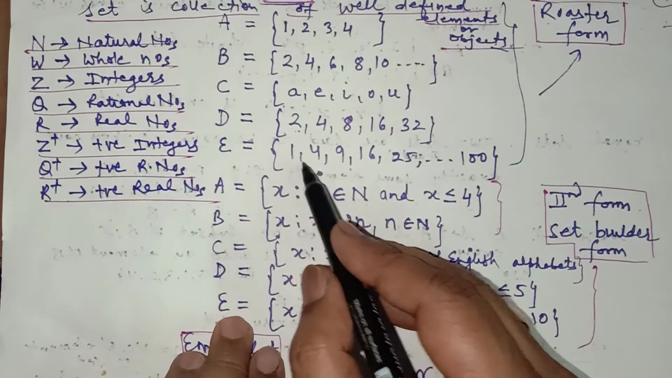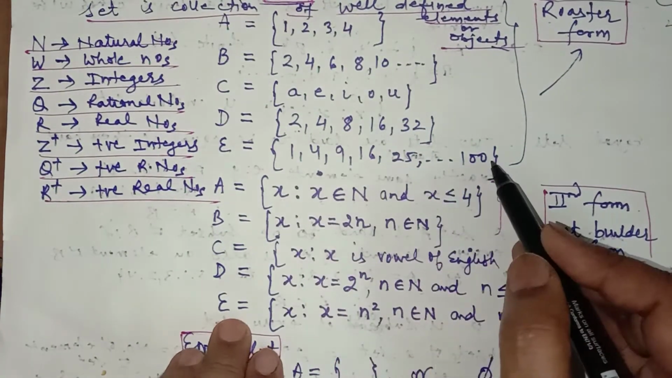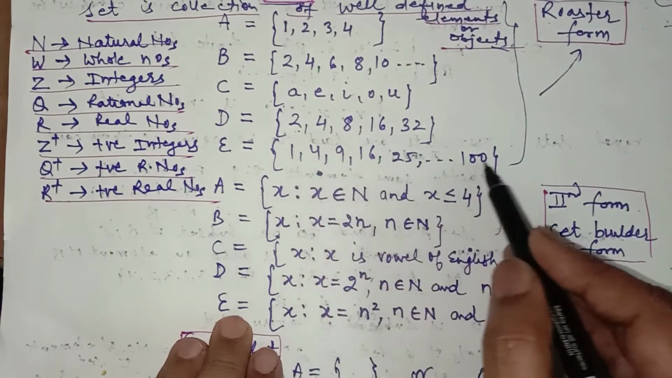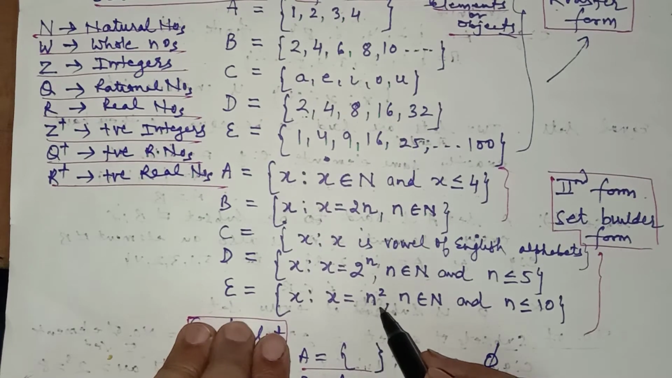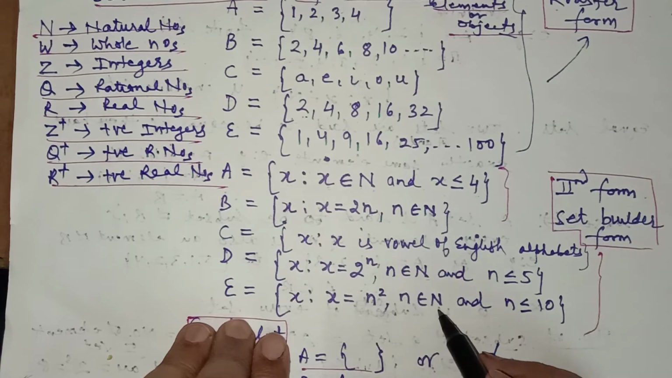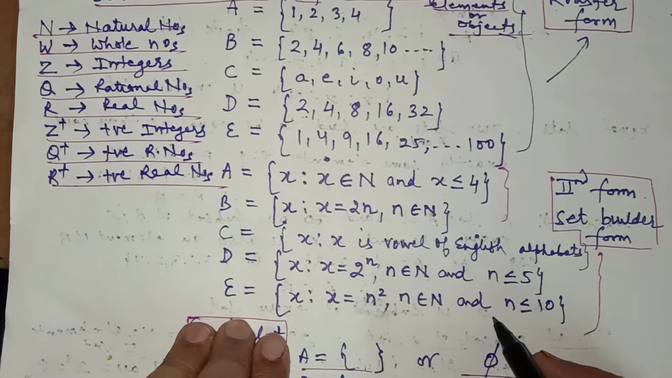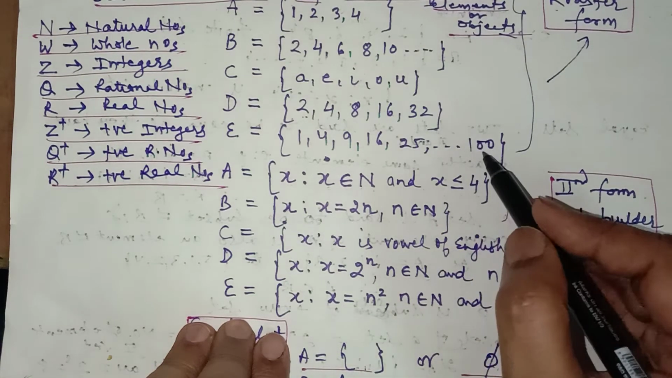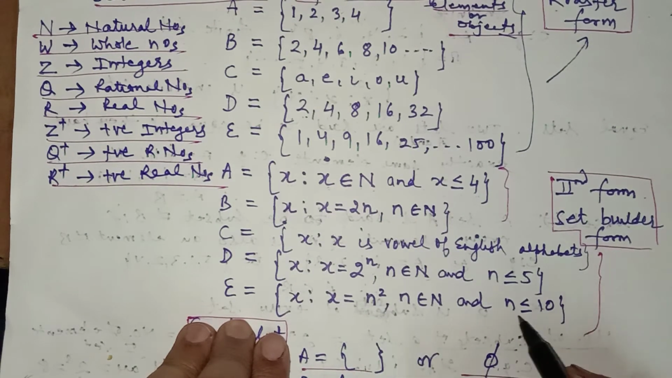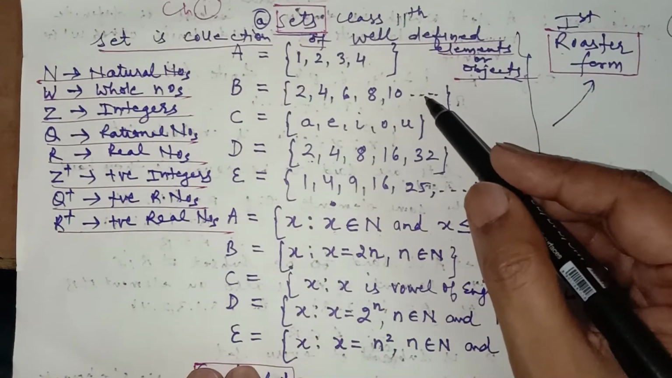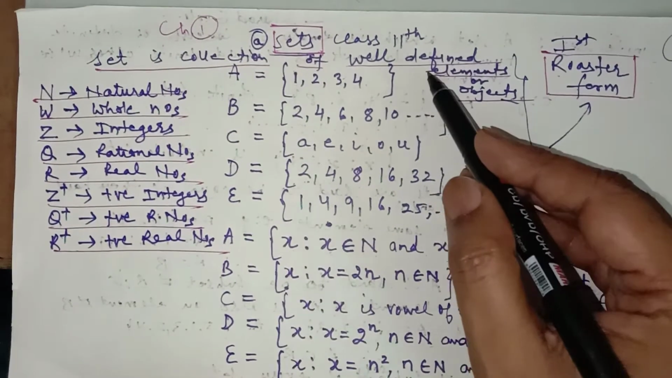Now this set E: 1, 4, 9, 16, 25, up to 100. Now if you see it carefully, these are the squares of the first 10 natural numbers. So I can write x such that x is equal to n square, the squares of the first 10 natural numbers. That means n belongs to the natural numbers, but there is a restriction that n is less than or equal to 10, because the last number is 100, which is the square of 10. So the last n is 10. So this is the roster form and the set builder form of the sets we've defined.